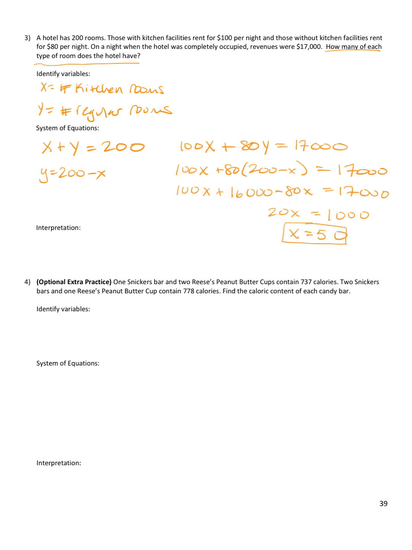Got it. So I did the solving and I got x is 50. So that is the number of kitchen rooms. There are 50 rooms with a kitchen. I can solve for the y by plugging back in 200 minus 50 and I get 150. So there are 150 non-kitchen rooms. So my interpretation is there are 50 kitchen rooms and 150 regular rooms.